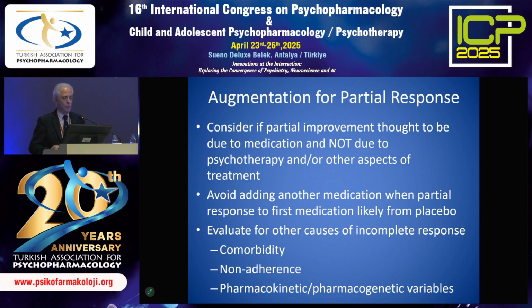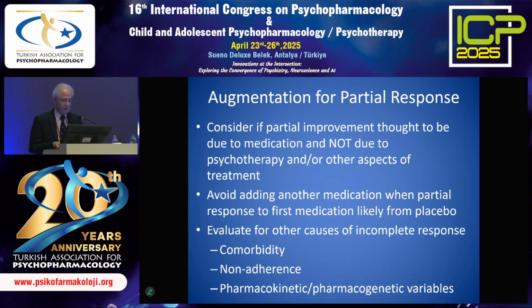So when would you do augmentation? Well, you want to be sure that this partial response was not due to placebo. Now, that can be hard to sort out, but you don't want to add another drug when the first drug was a placebo. And placebo's effect is very high in GAD in all the studies. So did your patient get a partial response that was a placebo response? Do your best to figure it out. Often the patient, him or herself, will be the best judge of that.